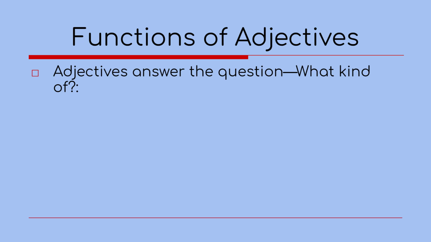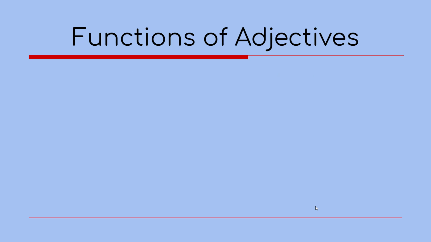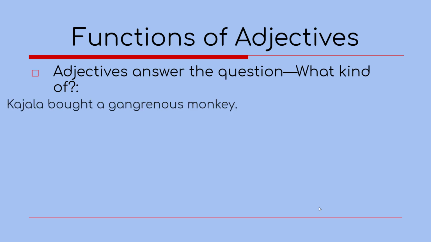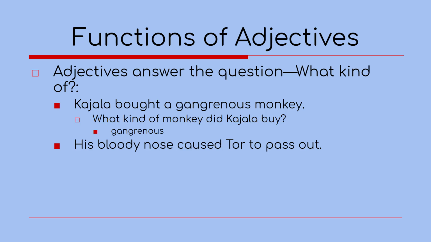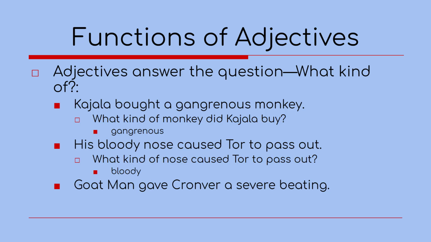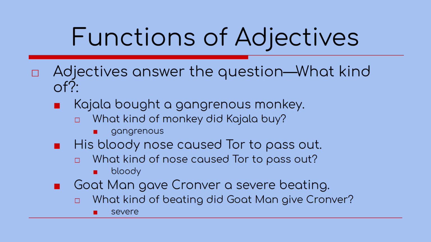Now, look at these examples of sentences that answer the question, what kind of? Kajala bought a gangrenous monkey. What kind of monkey did Kajala buy? Gangrenous. His bloody nose caused Tor to pass out. What kind of nose caused Tor to pass out? Bloody. Goatman gave Cronver a severe beating. What kind of beating did Goatman give Cronver? Severe.